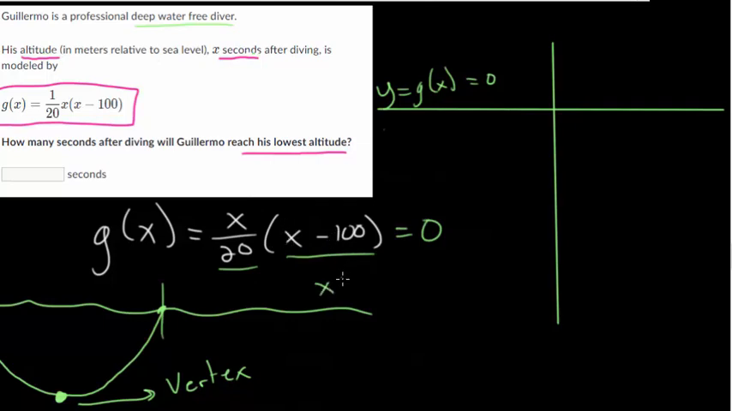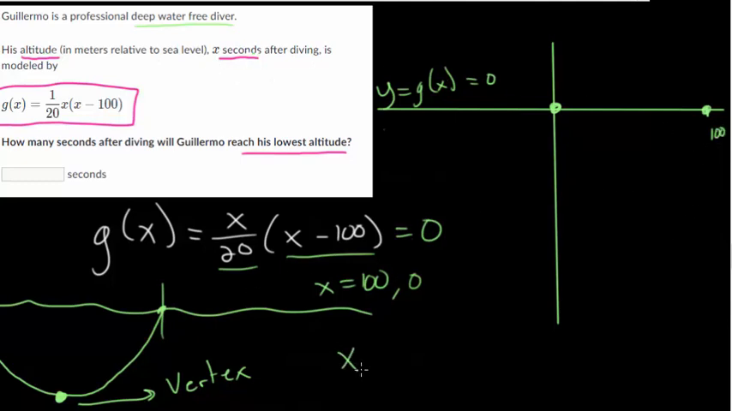Well, this one, if you plug in 100, you get 100 minus 100, which is 0, times 100 over 20. But 0 times anything is 0. And also up here, if you plugged in 0, you get 0 over 20, which is 0, times negative 100, but that's still 0. So these are our two intercepts. We'll say at 0, and then this one over here, we'll say that's at 100. These are seconds after diving.